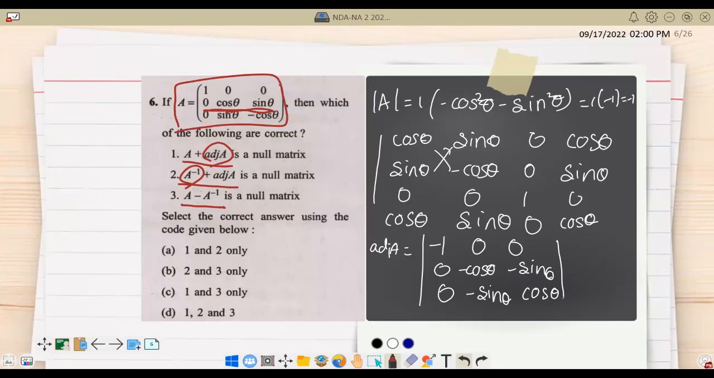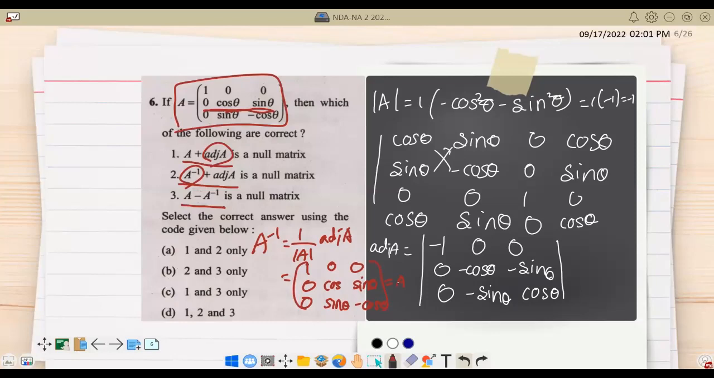Now we'll see about the A inverse. What is the A inverse value? A inverse value is 1 by determinant of A into the adjoint of A. If we substitute the values, it will be 1, because minus 1 into minus 1 is 1, then 1, 0, 0, 0, cos theta, sin theta, 0, sin theta, minus cos theta. This is the same as A. So now we have found out A inverse and the adjoint of A.